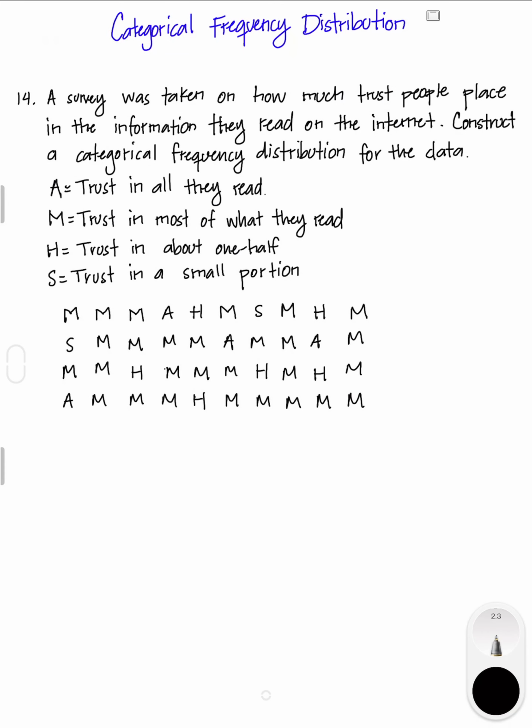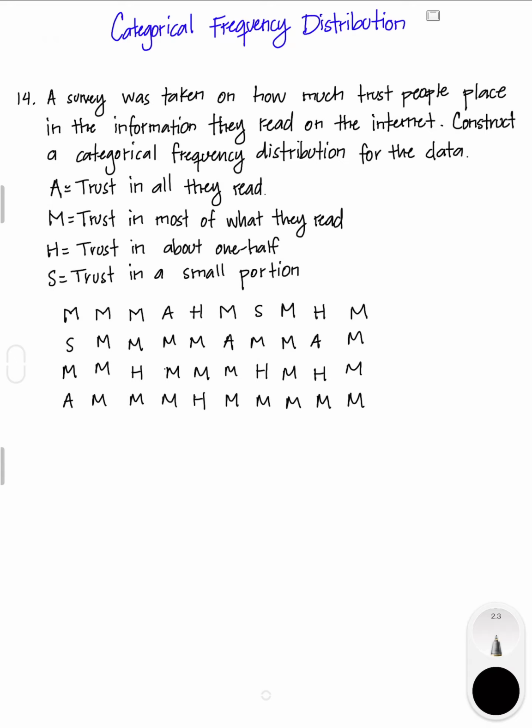Hello everyone, so in this video I'm going to go over an example on how to create a table for a categorical frequency distribution. This is actually exercise 14 from lesson 2.1 in your textbook, and it says that a survey was taken on how much trust people place in the information they read on the internet. Construct a categorical frequency distribution for the data.